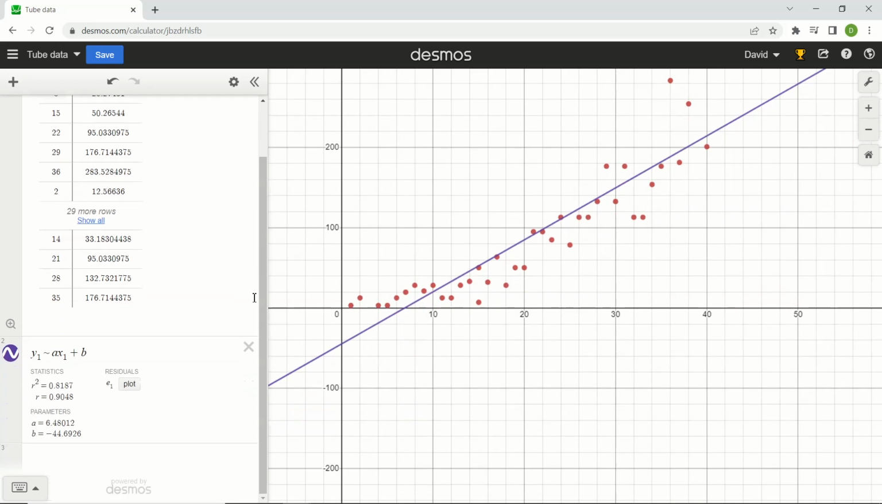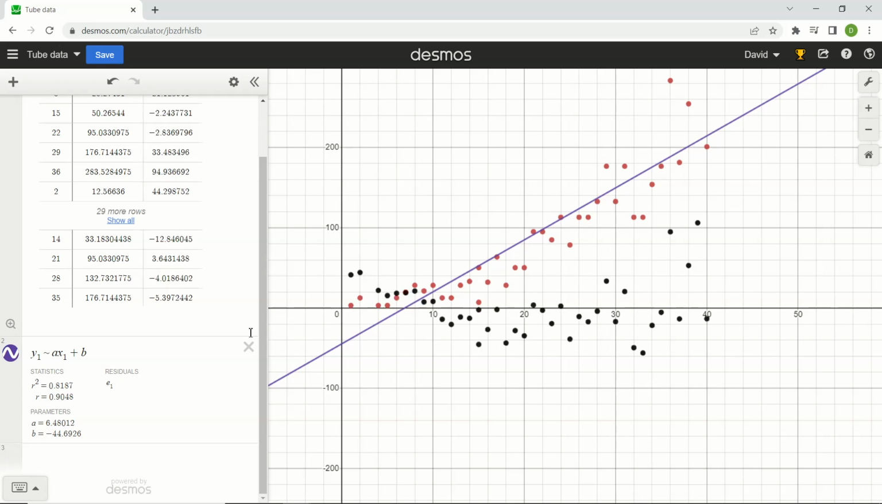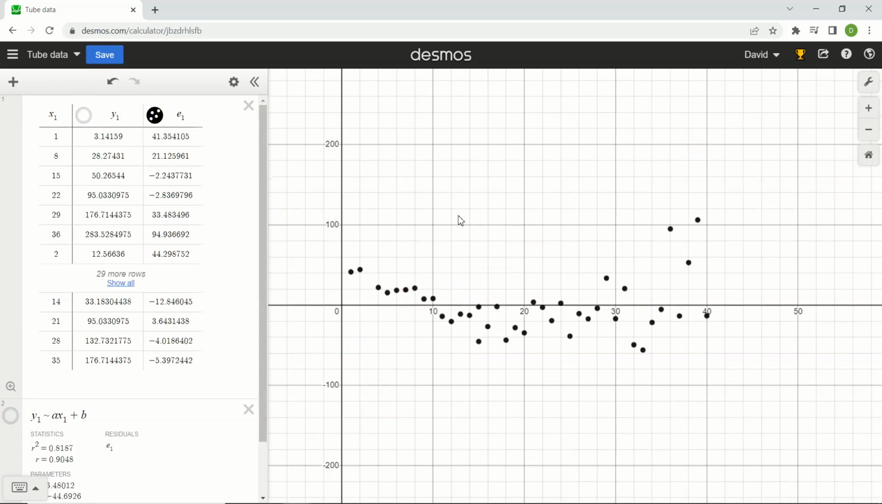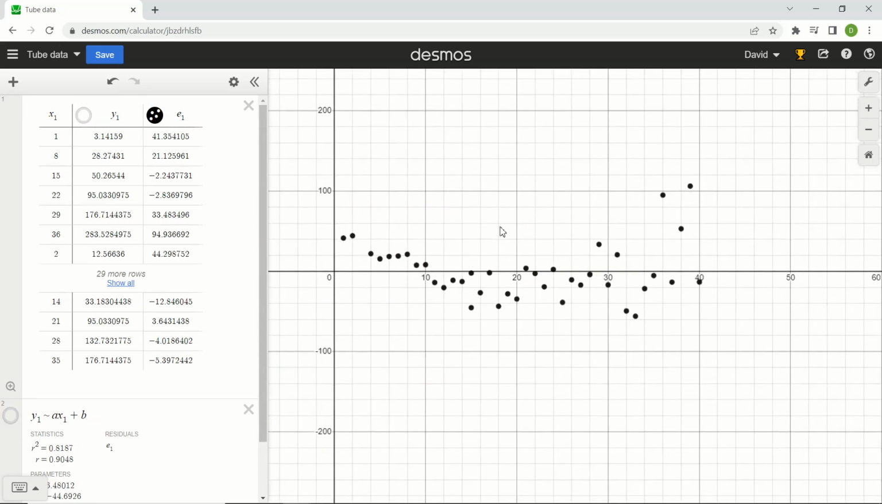You can actually have Desmos display your residuals or do a residual plot here. So I'm going to say plot. And so these black dots are the residuals. Let's hide everything except the residuals. So one thing I'm noticing about these residuals is there's a definite pattern to them. There's sort of an upward, like parabolic or some other curvature to them.